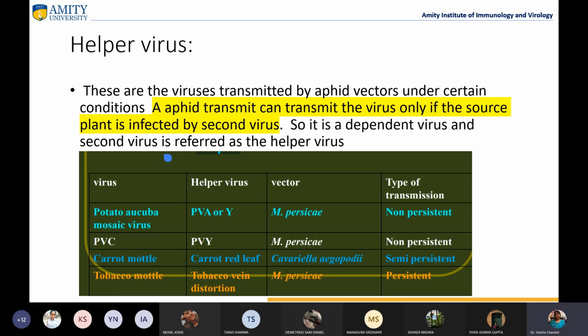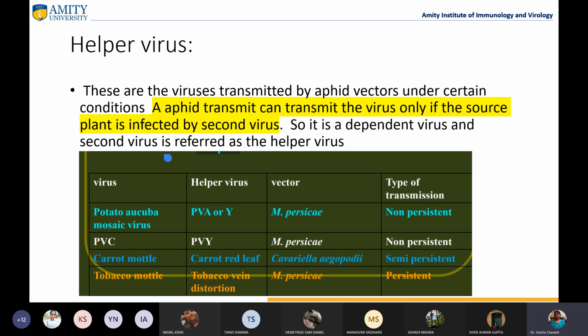Now there is another term which is called helper viruses. Now what are helper viruses? These are the viruses which are transmitted by aphid vectors, but under certain conditions. Aphid can only transmit the virus if the source plant, that host plant, is infected by a second virus. Now, this second virus is called a helper virus. So it is a dependent virus, and the second virus is the helper virus. So there are certain plants which have two viruses. One is dependent, and one is the helper virus.